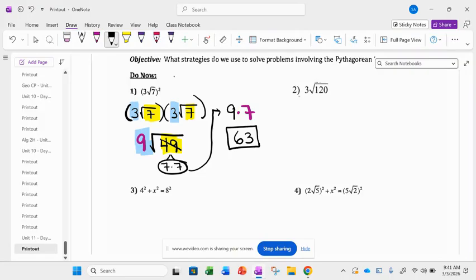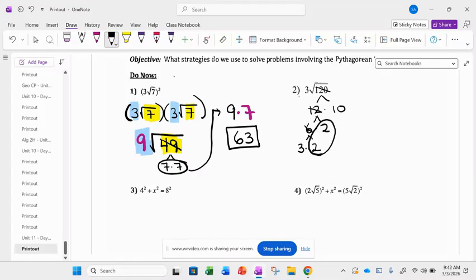All right, for number 2, we need to simplify. So I have 120. I'm going to break that down. Because it ends in a 0, doesn't that mean 10 goes into it evenly? So it's going to be 12 and 10. Now we're still looking for pairs. So for this 12, I'm going to go 6 and 2. For the 6, I'm going to go 3 and 2. And there's a pair of 2s.